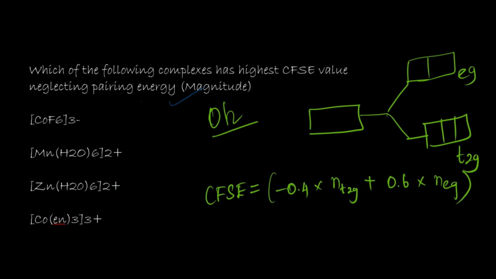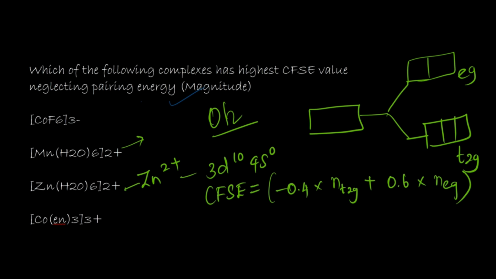This question is a bit lengthy, but you can do it in 1 or 2 minutes. First of all, you have to neglect the incorrect answers, so that may save your time. Here you can see zinc 2 plus. Zinc 2 plus means it will be in 3d10 state, 4s 0. So 3d10 is fully filled, so you will get the CFSE as 0. So no problem.